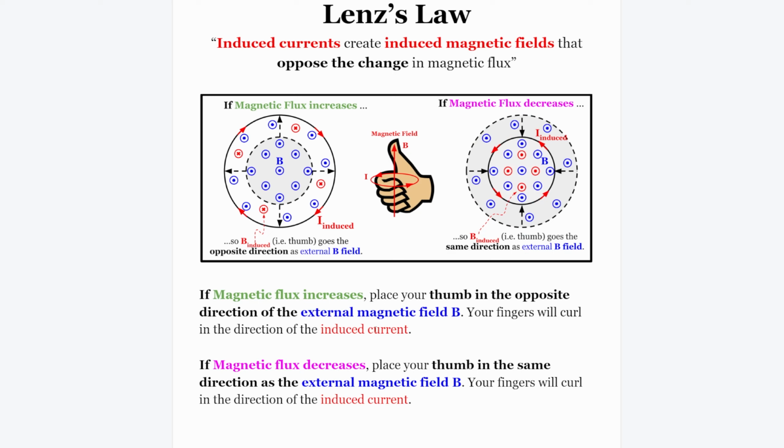So I got it written down here. You can read it if you want. I'll share this document in the comments. But, if the magnetic flux increases, put your thumb opposite the external magnetic field. Your fingers curl in the direction of the induced current. If your magnetic flux decreases, place your thumb in the same direction as the external magnetic field, and your fingers curl in the direction of the induced current.